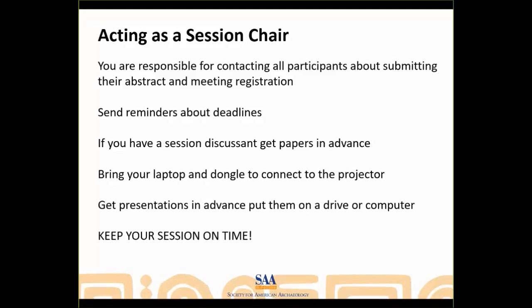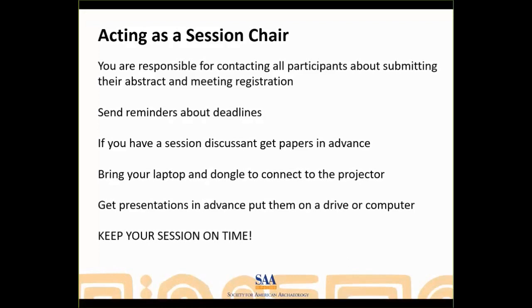You also, if you have a discussant, so some sessions have a discussant, and this is someone who at the end of the session comes together and sort of says, okay, let's pull all of these papers together. What kind of things are they all talking about and sharing? What things do they have in common? And kind of bring that together.